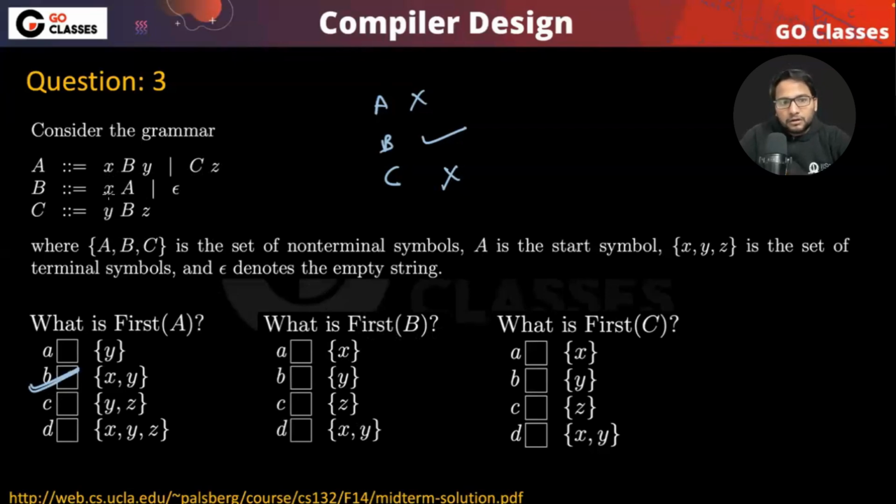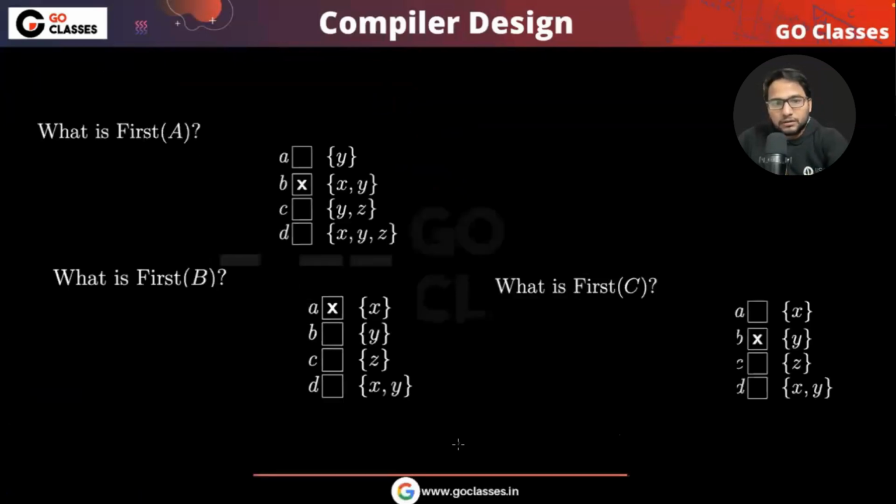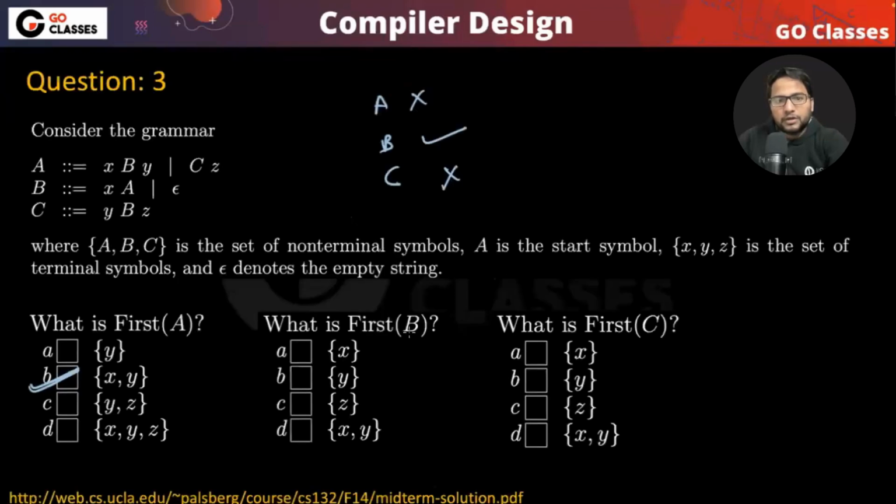Yeah, so this is capital B. So here small x and what else? And epsilon should be there, right? So small x and epsilon. So I think they have also missed it. Okay, so epsilon is also there. So A is the answer here. And what is the first of capital C? It will be small y only, right? Small y. So I think B is the answer here.